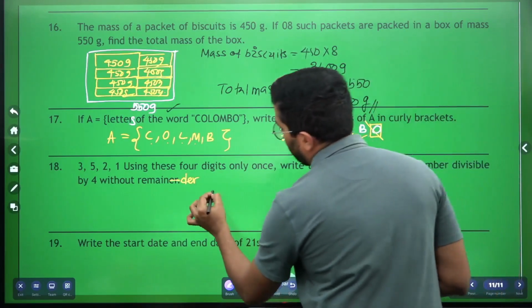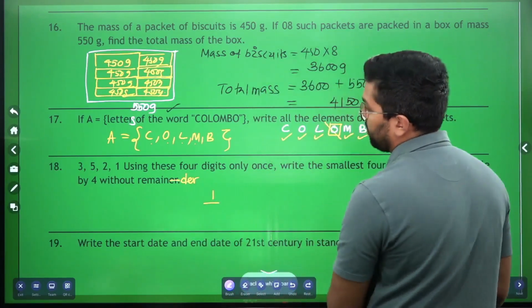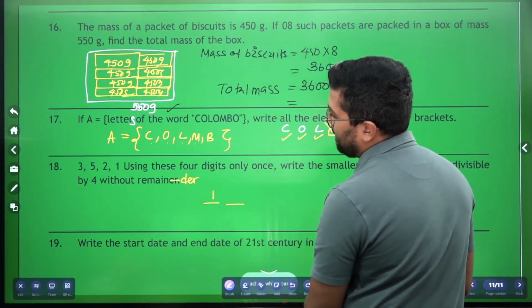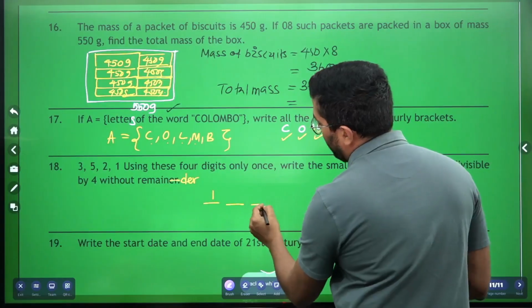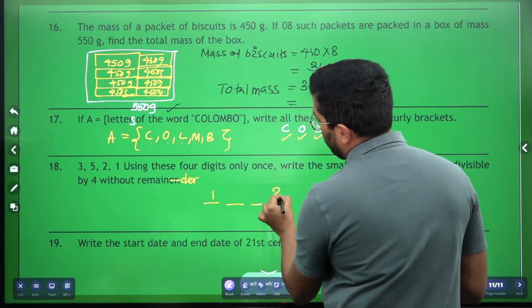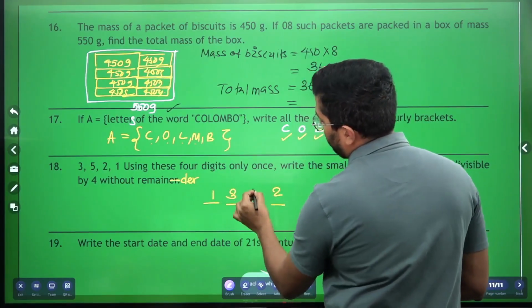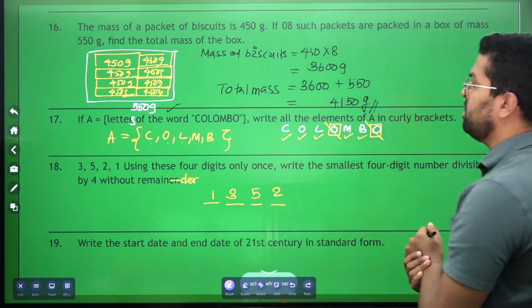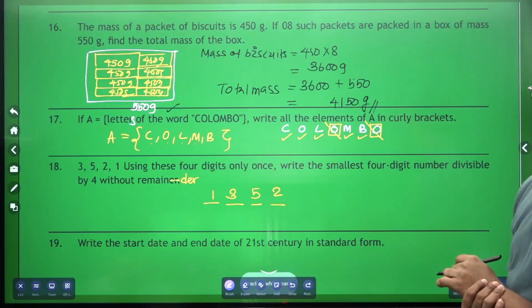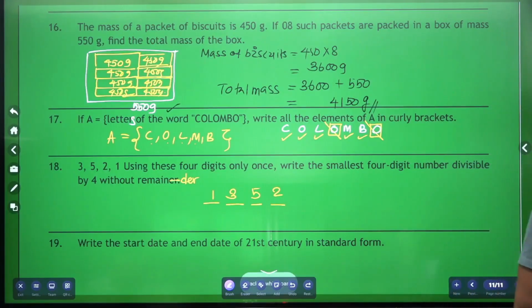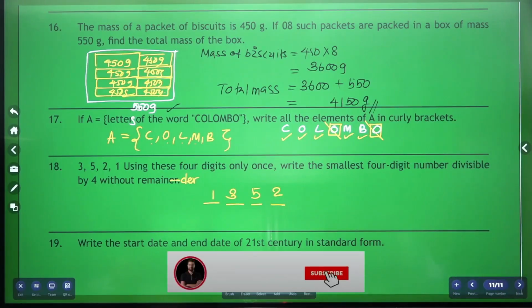So let's put number 1 at the first place. I think we have to put 1, 3, 5, 2, with 2 at the end. 1352 should be the answer. Do we have any other smaller number which is divisible by 4?